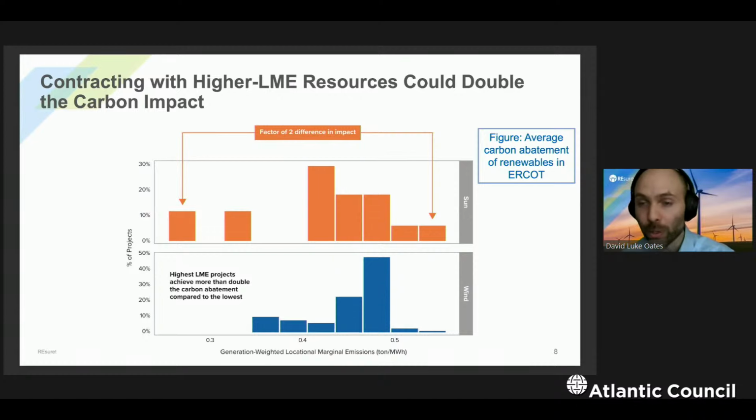We think this is a pretty important thing to account for if you're buying clean energy or developing clean energy with the goal of displacing carbon. I'll just comment that the factor of 2 range is between the low end and the high end of the range, so we're picking the most extreme values. But even if you look at the tighter distribution for wind projects on the bottom, there's about a 30% difference even within the central part of that distribution. So there's quite a bit of variability in the carbon abatement value of different projects. Let's go to the next slide.